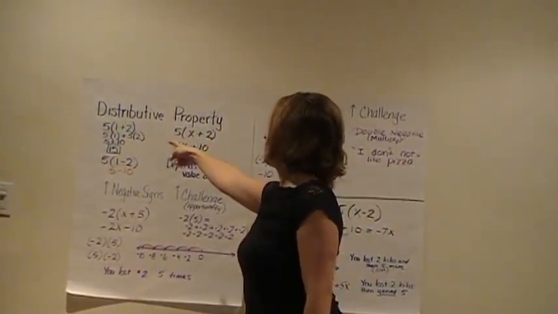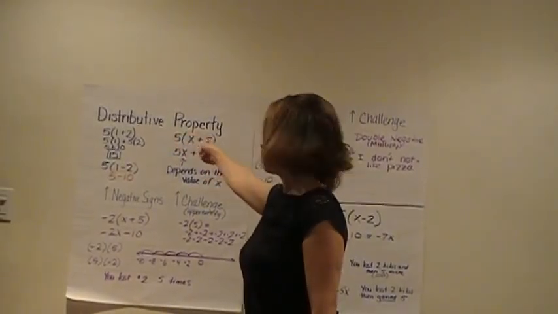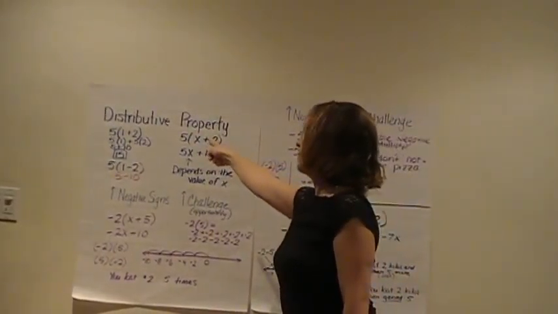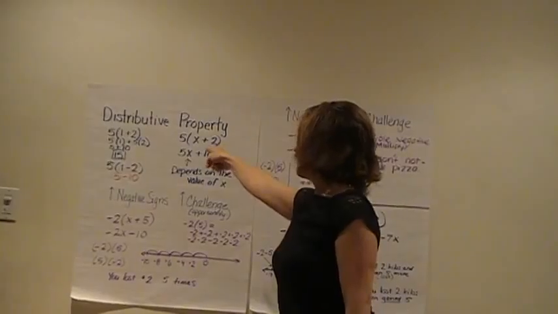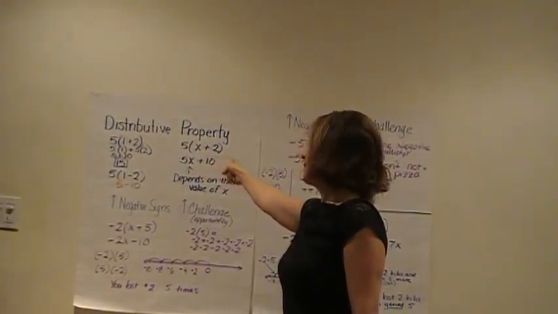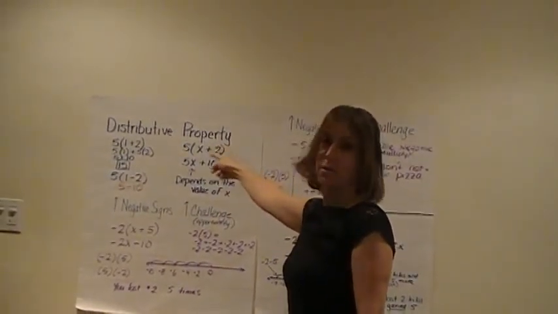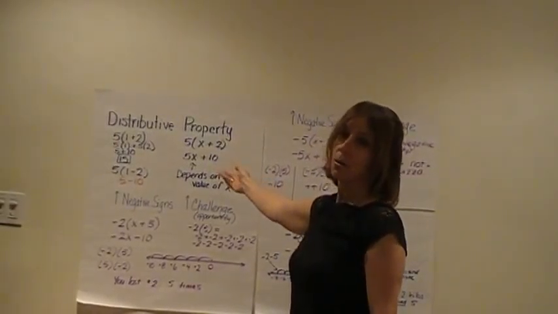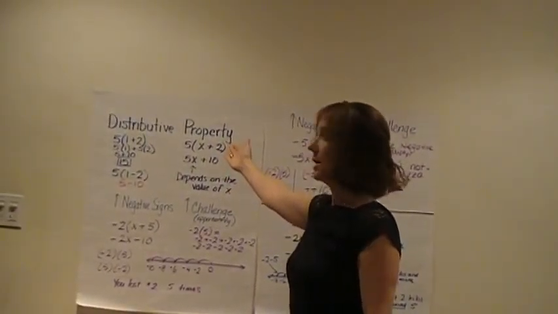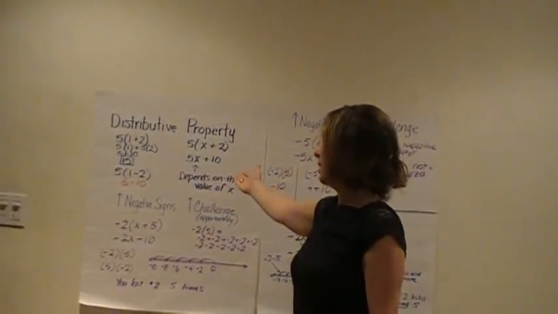And so now, right now, we've leaped from elementary right into middle school. If we go 5 times (x plus 2), we then multiply the x by 5, and also the 2 by 5. What's the value of 5x plus 10? Depends on what x is. So sometimes the answer to some of these questions are actually algebra.